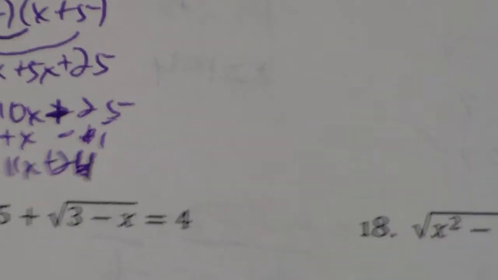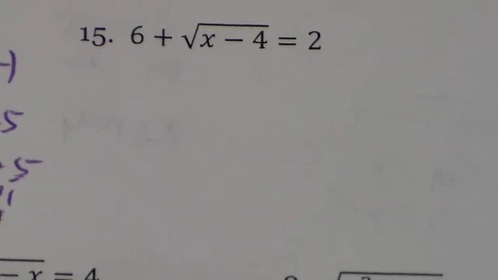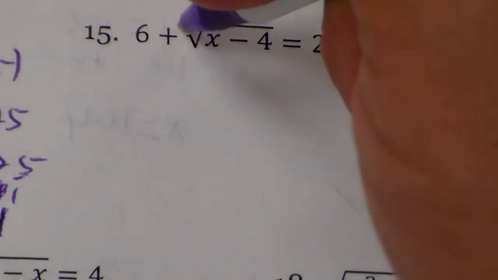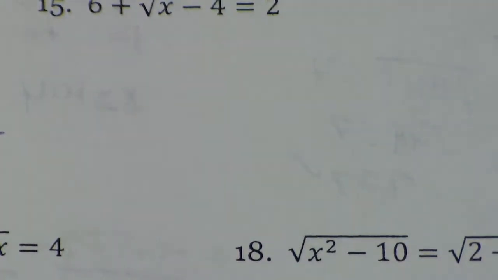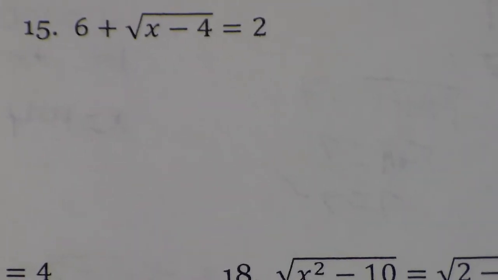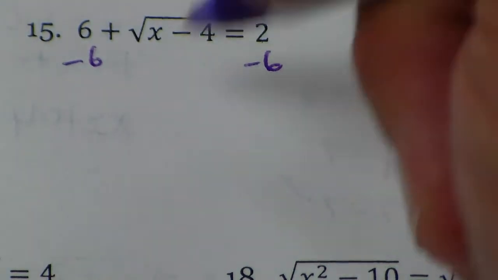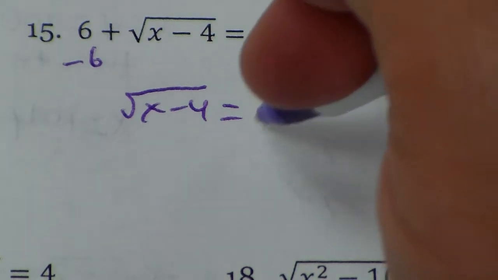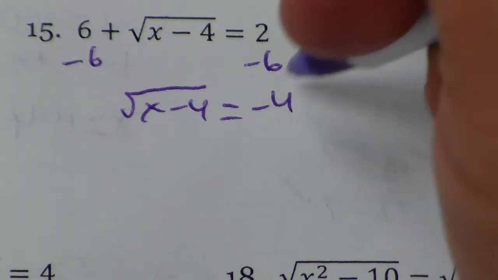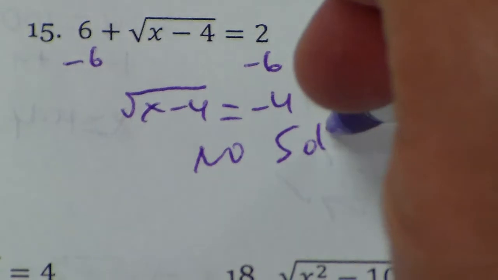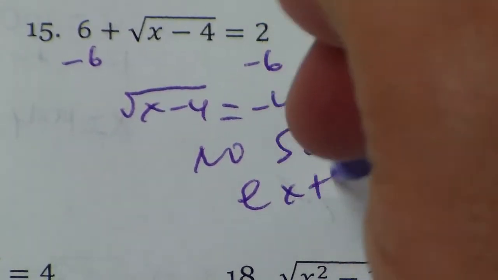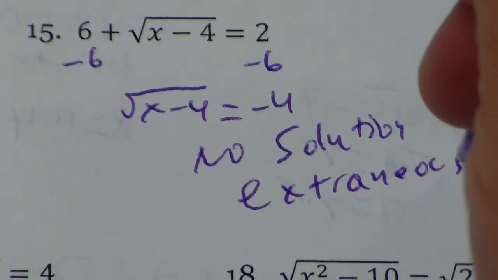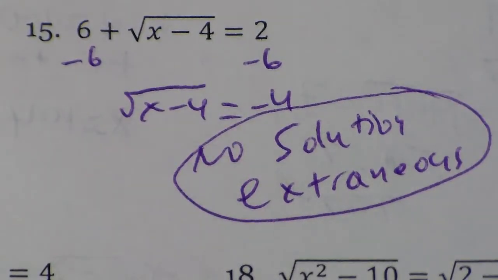Beautiful. So this one's going to be a little bit easier and not as long, so that's number 15. Watch out, that plus means that we're not going to divide, because that's only when it's right next to the radical, but it's got a plus. So we're going to take this positive 6 and first minus it to the other side. x minus 4 equals 2 minus 6, which is negative 4. Well, a square root will never yield a negative number, so that means no solution, or extraneous solution. So that was actually faster even than we thought. So there's number 15.